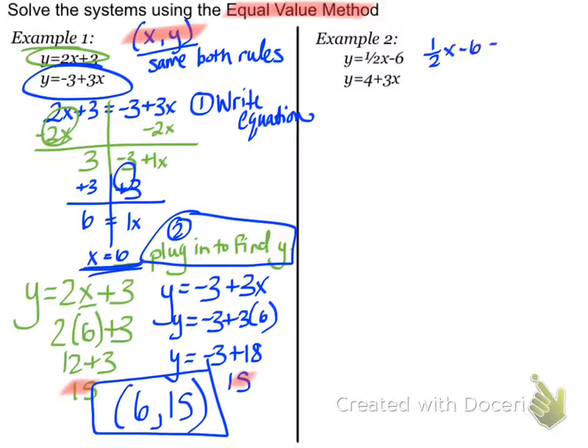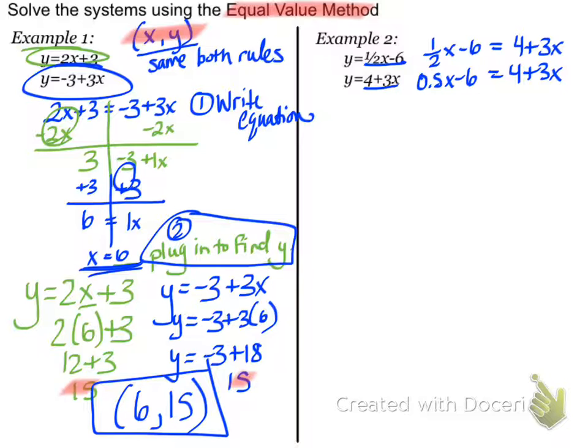First step, write the equation. So we're going to write the equation 1/2 x minus 6 equals 4 plus 3x. I simply wrote the equation that stated these two rules are equal. Now I'm going to solve this equation. Before I do that though, I'm going to change the fraction to a decimal because I know that's a nice decimal, and I'm going to change it to 0.5x minus 6 equals 4 plus 3x, because that's just easier for me to work with. So feel free to change things to decimals if that helps you.